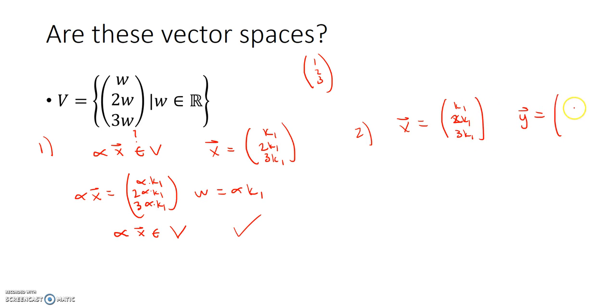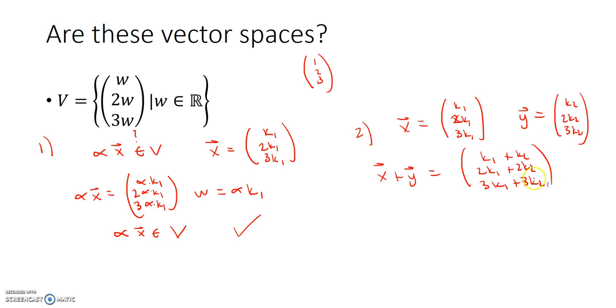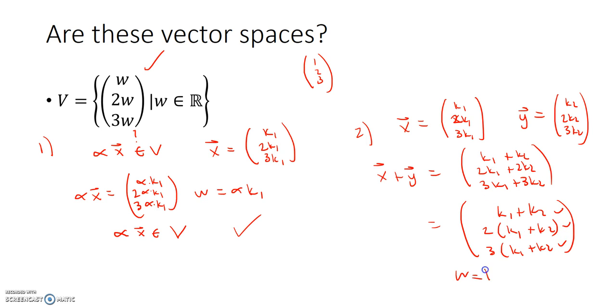Property 2: if I let x be the vector k1, 2k1, 3k1, and I let y be the vector k2, 2k2, 3k2, just to differentiate them, and I add them together, what I get is k1 plus k2, 2k1 plus 2k2, and 3k1 plus 3k2. Now again, a lot of times you have to do a little bit of algebra on it to make it look like a vector of this form. Right away we see that we could factor out from lines 2 and 3 a 2 and a 3 respectively. And we see that these 3 pieces are all the same, and therefore if w is the sum of k1 and k2, then this vector x plus y does indeed reside inside of V. And so that checks out, so this is a big yes.